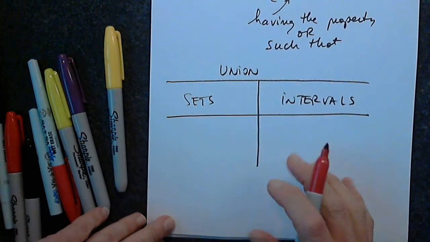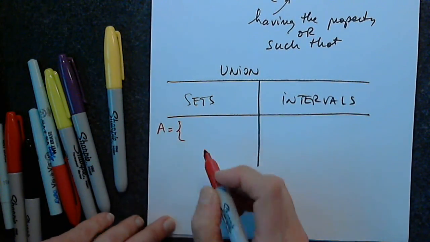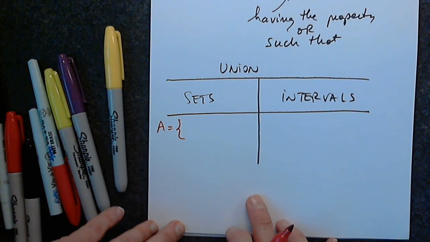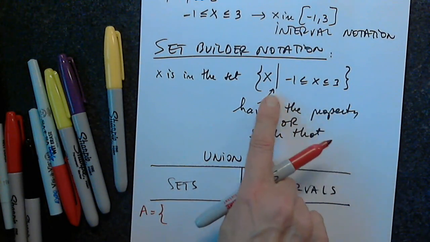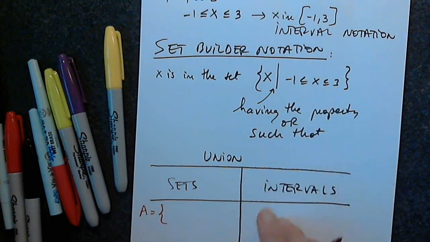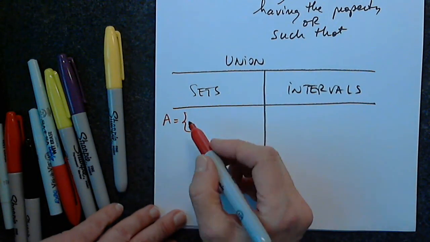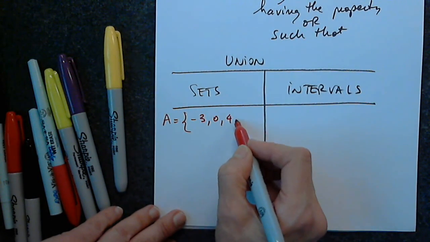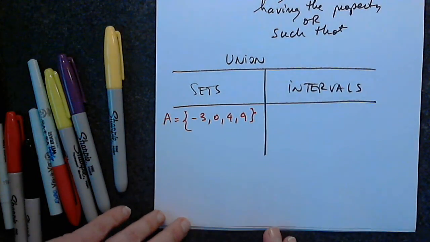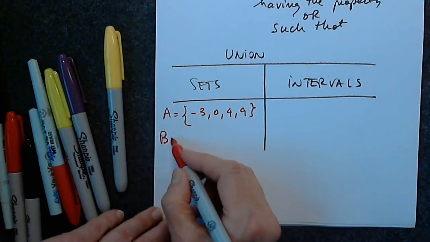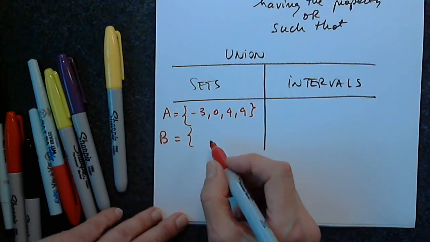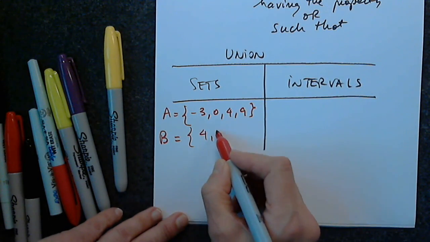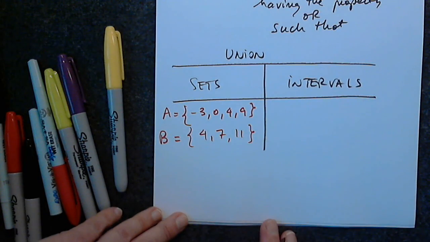So let's suppose I have a set that is set A. I'm using braces when I list the elements, or when I use the set builder notation, which you will probably not ever see me do. So let's say I have A, which is -3, 0, 4, and 9. I'm just making this one up. And another set, which is B. And let's say B has 4, 7, 11.